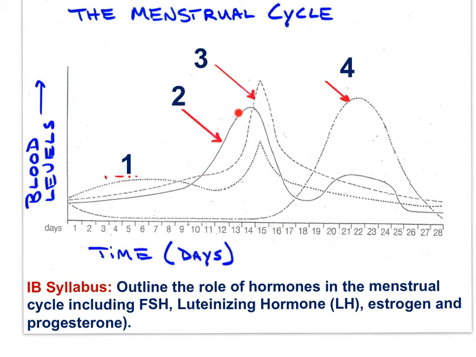Hormone 2 is estrogen. Estrogen has the most complicated role because it serves to stimulate the development of the endometrium of the uterus, and it targets the follicle itself to cause follicle development through the first 14 days until ovulation. Progesterone targets the uterus to cause endometrial development.